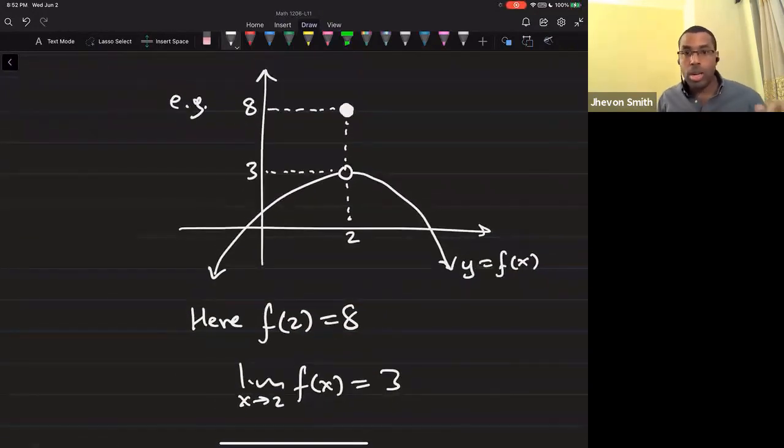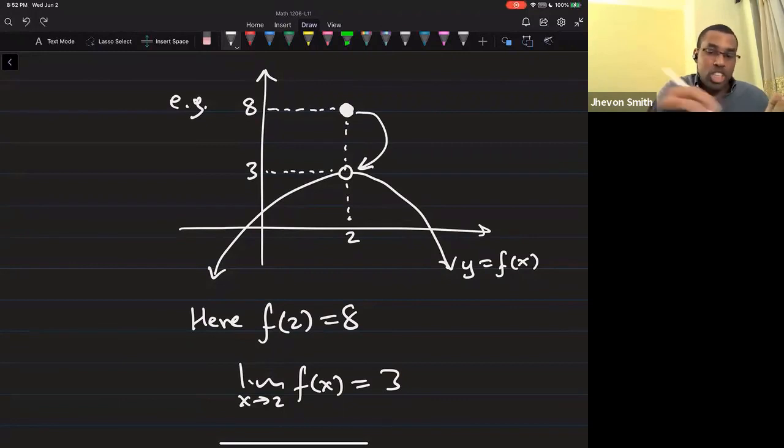Plugging in 2 and taking the limit as you approach 2 are very different processes. They can happen to be the same sometimes. And I'm going to tell you specifically when they are the same. They'll give you the same answer. Like if this hole happened to be filled in down here, then they would be the same, right? But in general, they are not the same. And it's very important that you get that.